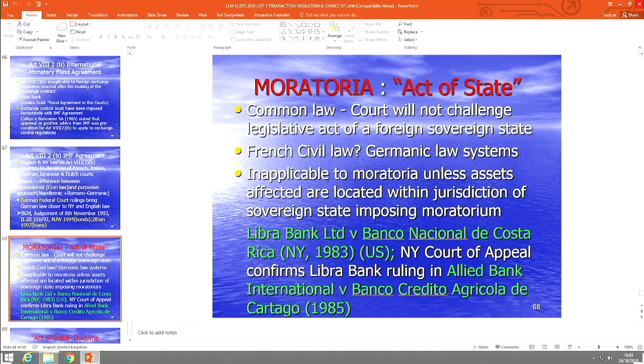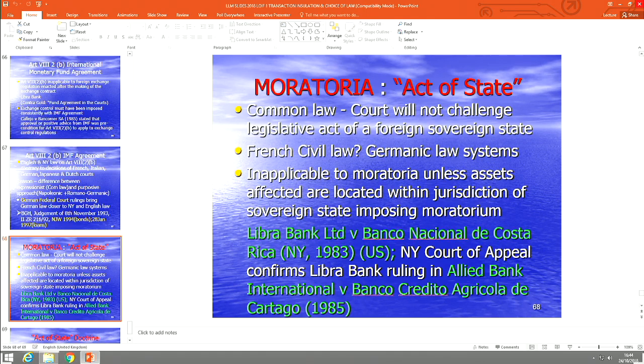I've checked with French global law firms and German global law firms, and they're not quite sure whether there is a comparable rule in their law system. The rule is a common law rule, applicable both in New York and in the UK. It is this: a court in the US or in the UK will not challenge, will not question the legislative act or a regulation of a foreign sovereign state.